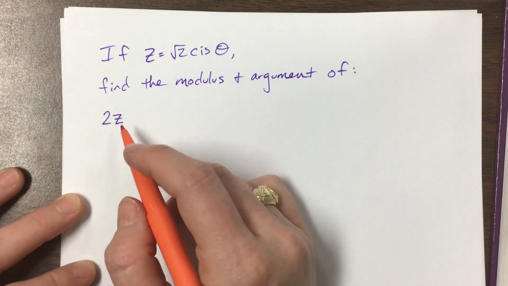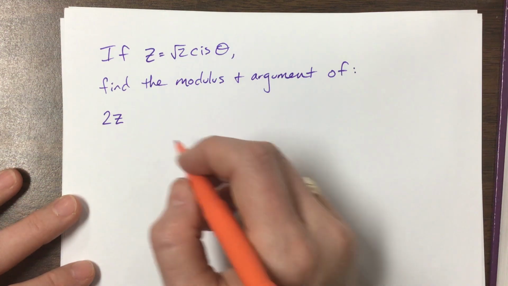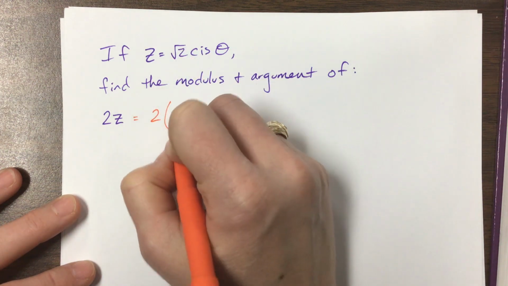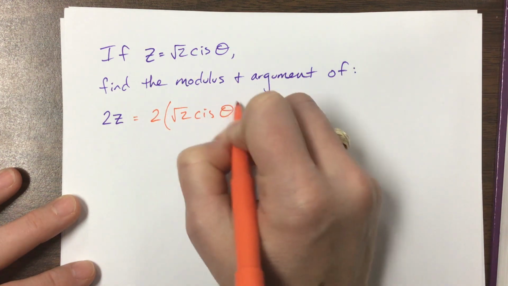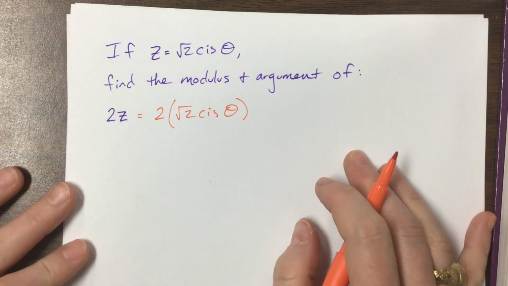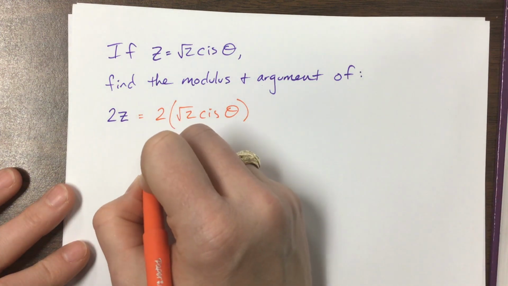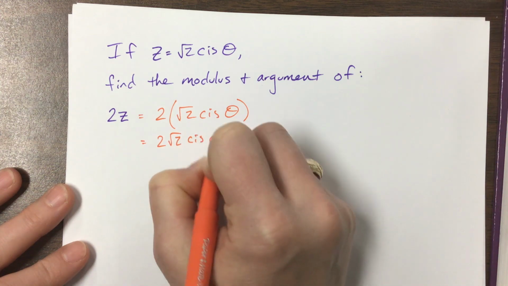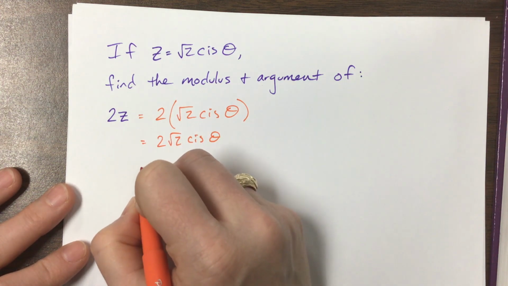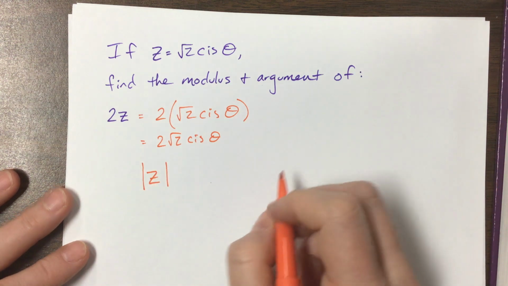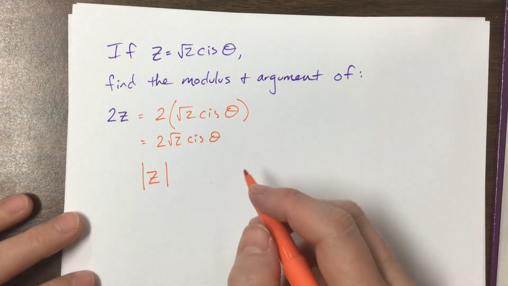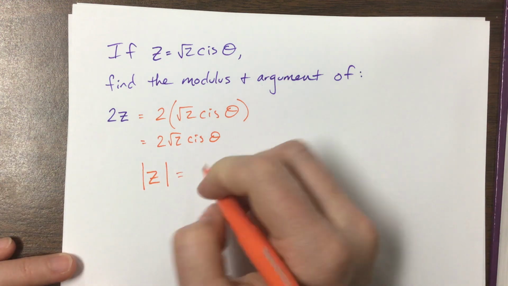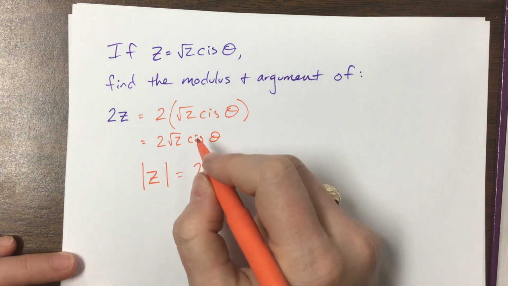So what this means is we're just doing 2 times z, and z is root 2 cis theta. In other words, this is 2 root 2 cis theta. We write the modulus like this, the modulus of z. Yes, it looks like absolute value, and it says how far away am I from the origin? This is just going to be 2 root 2.